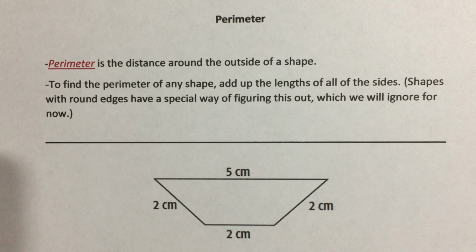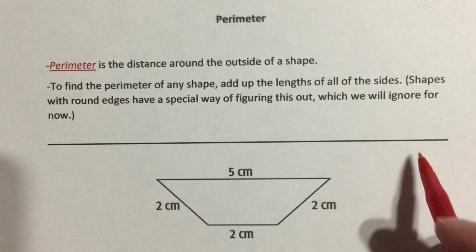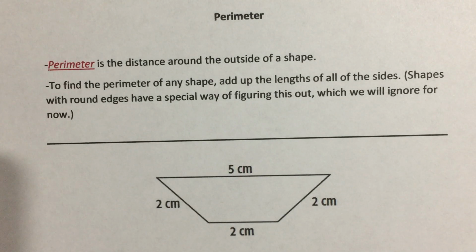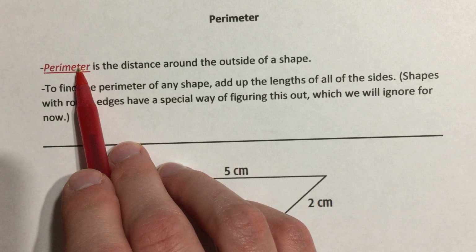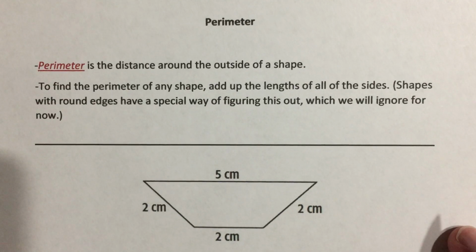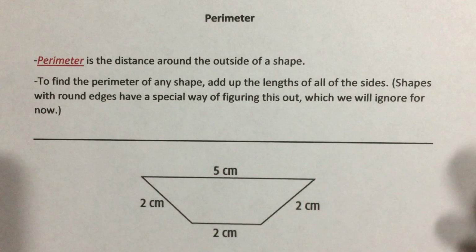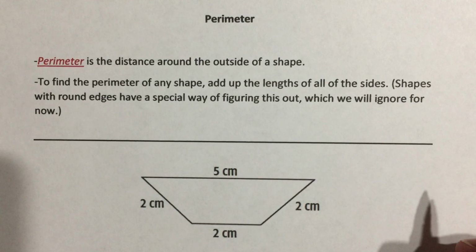Now, perimeter, another big math word, but it's not too scary. Perimeter is just a fancy word for saying the distance around the outside of a shape. That's all perimeter is. I even put it in red there just so... oh, we just had a flashing light there. That was weird. Okay, perimeter, yes. The distance around the outside of a shape. Okay. So to find the perimeter of any kind of shape, just add up the lengths of all of the sides.